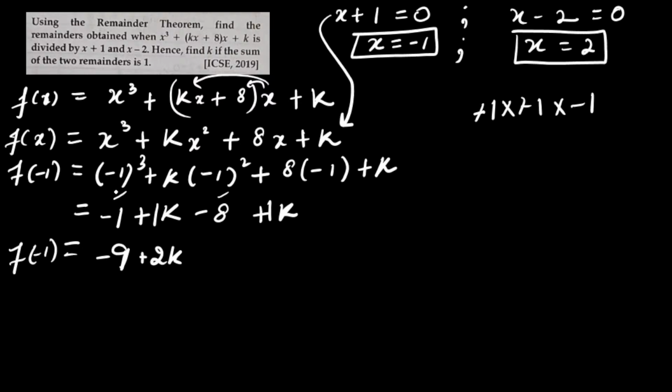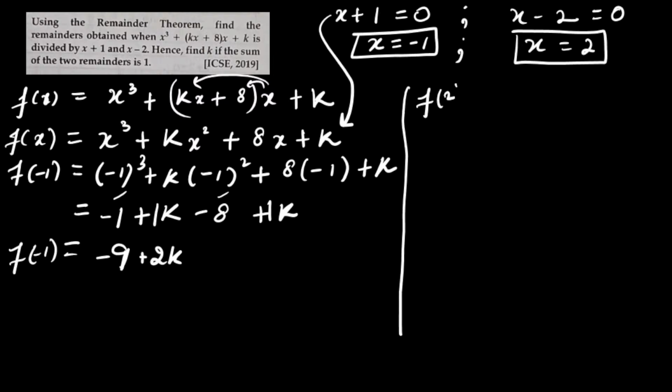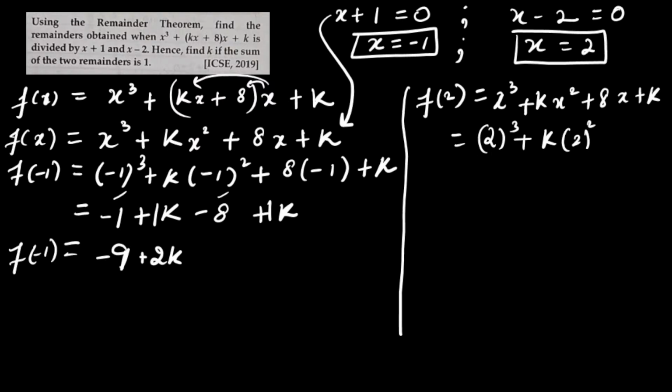Now let's find the remainder when it is divided by x minus 2. What we have to find is f of 2. That means wherever x is there, we substitute the value of x equals 2. So I'll rewrite the polynomial: x cube plus kx square plus 8x plus k. Substituting 2: 2 cube plus k into 2 square plus 8 into 2 plus k.